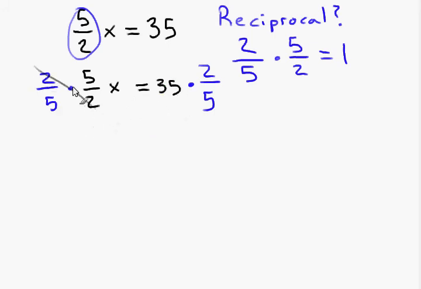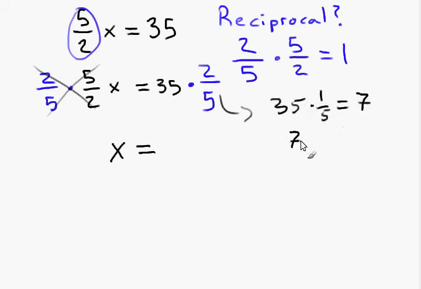And these both cancel out. We're left with just x on our left-hand side. And then we'll have 35 times 1/5 is 7. 7 times 2 is 14. Do a little bit of scratch work there. X is equal to 14.